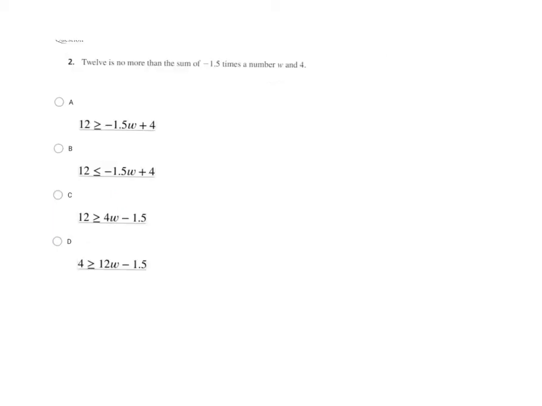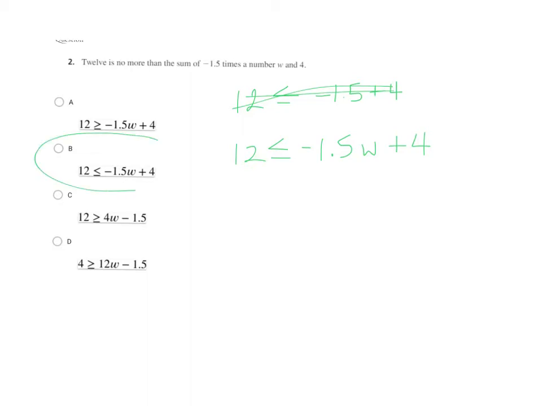Number 2, 12 is no more than, less than or equal to, the sum of negative 1.5w and 4. Oops, forgot something. 12 is less than or equal to negative 1.5w plus 4. Alright, so that one looks like letter B.